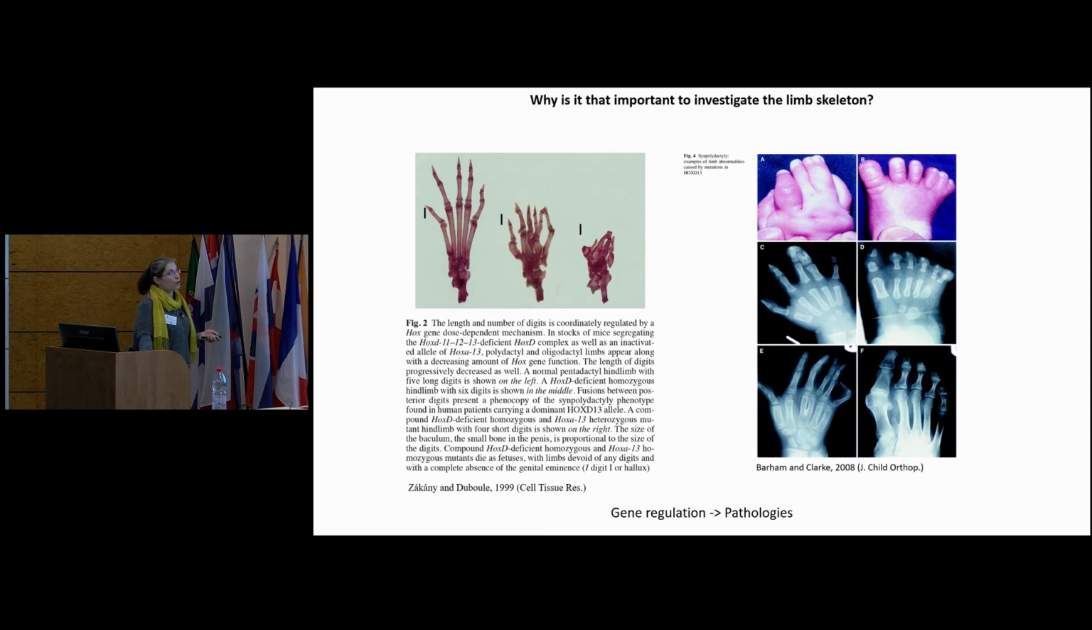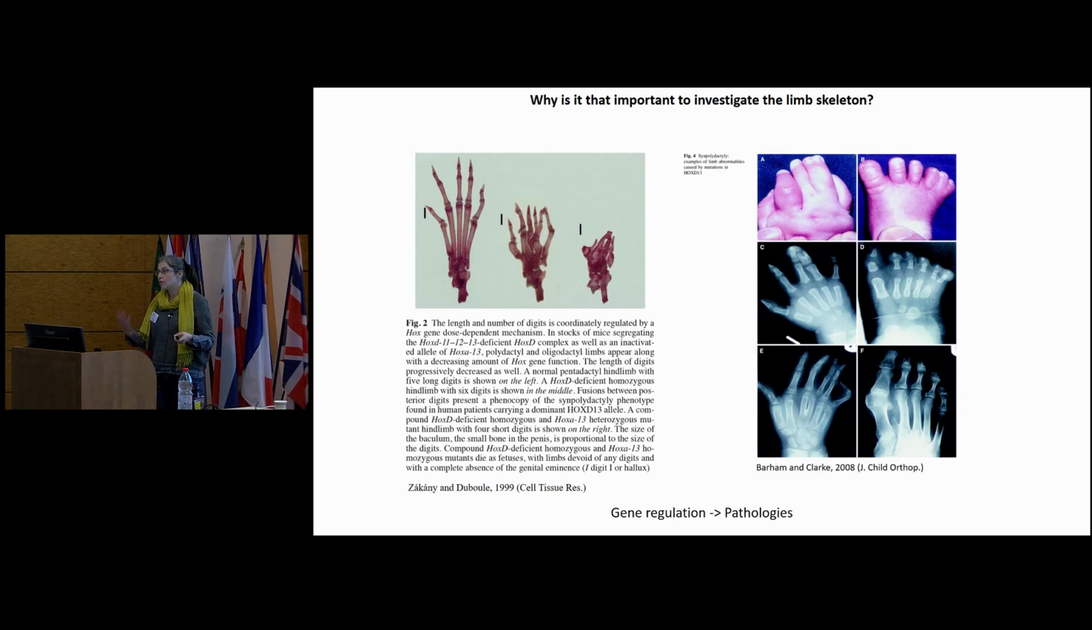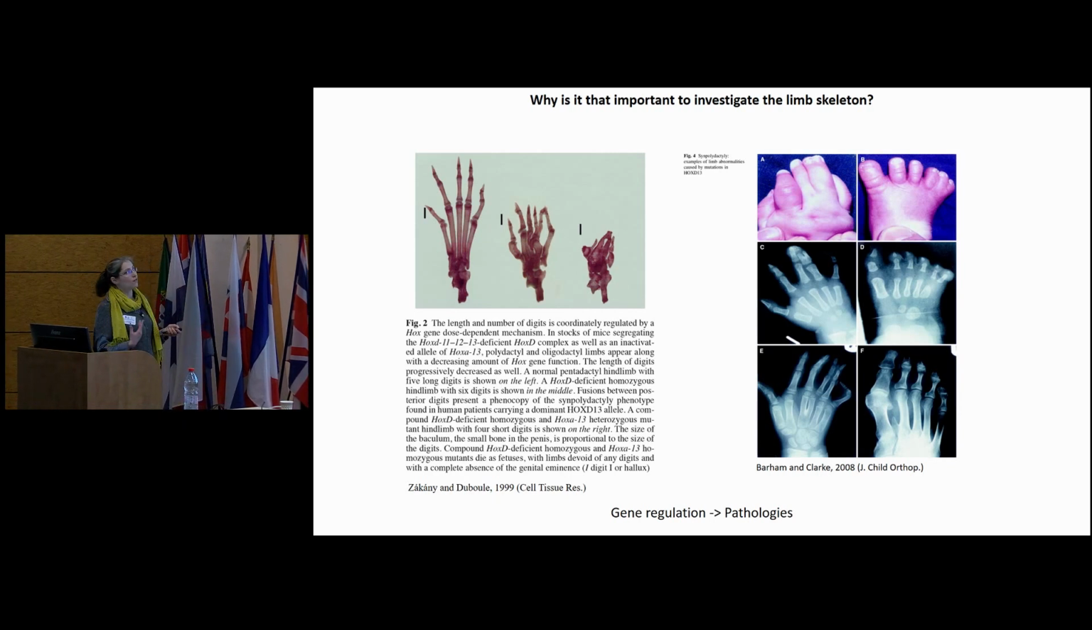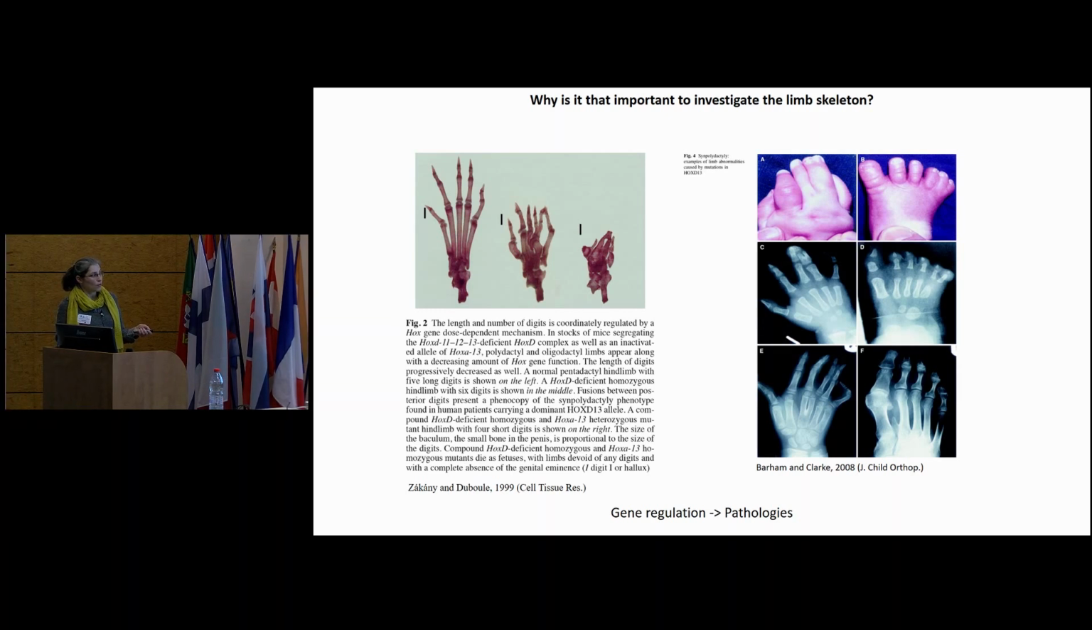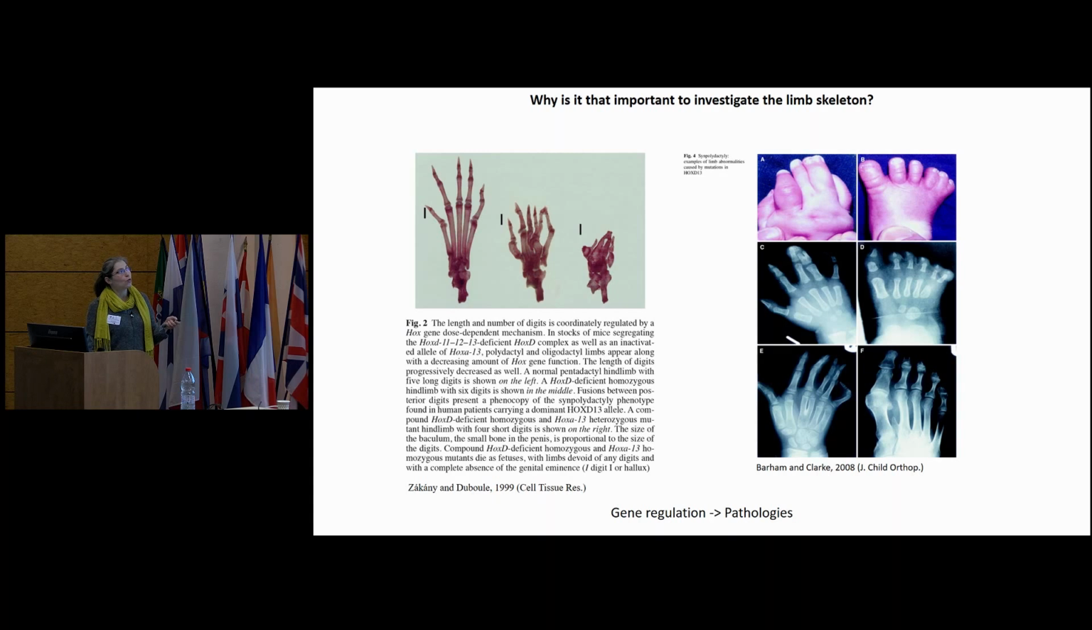But for the doctors, it's really important to understand also the development of the limb so that they can investigate all the pathologies. Usually they investigate gene regulation and development in models like the mouse, for example, and then they try to understand all the pathologies that they would see in humans, to try to resolve the problem of development.